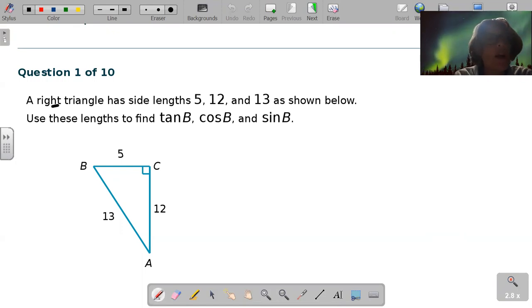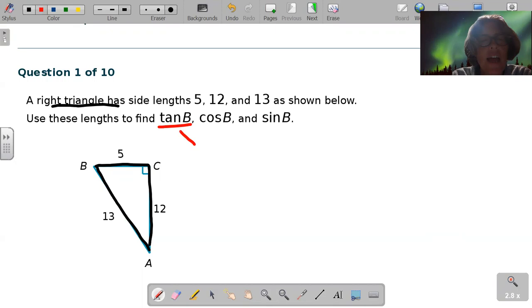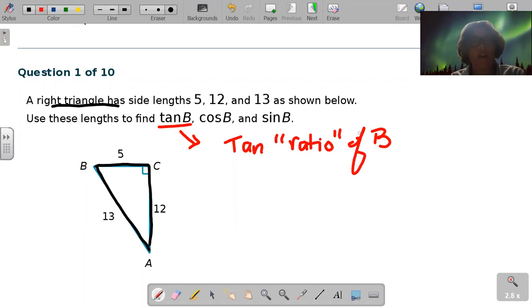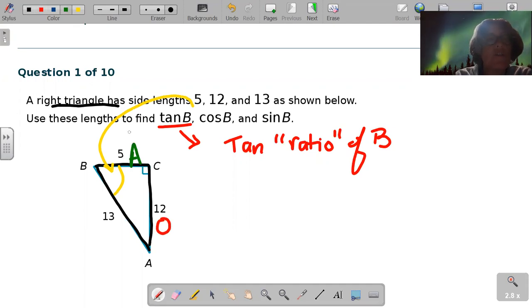It says right here, this right triangle has side lengths of 5, 12, and 13. Use the lengths to find the tan ratio of angle B, and then the cosine ratio of angle B and the sine ratio of angle B. So angle B is the angle we're working with here. Therefore, that would make 12 the opposite, 5 the adjacent, and 13 our hypotenuse.